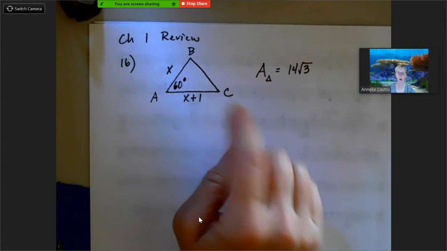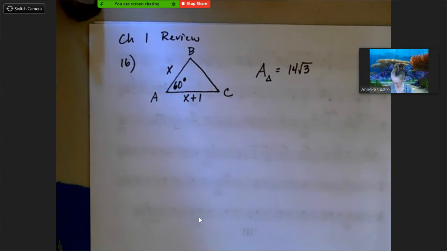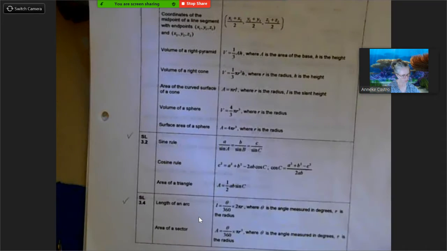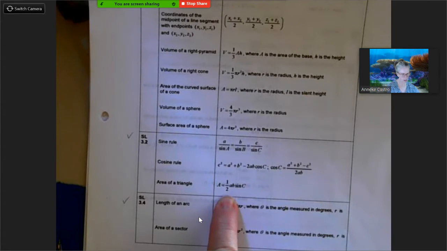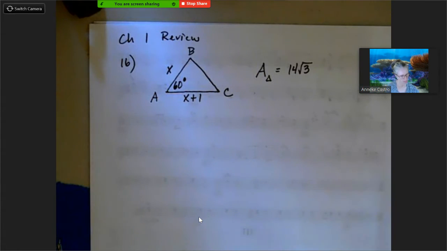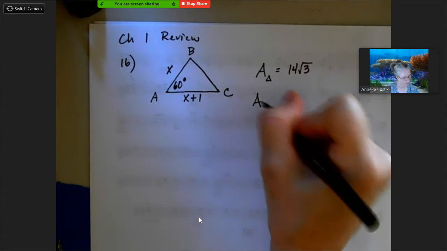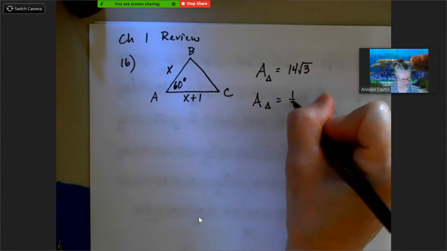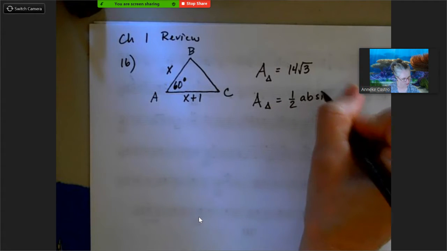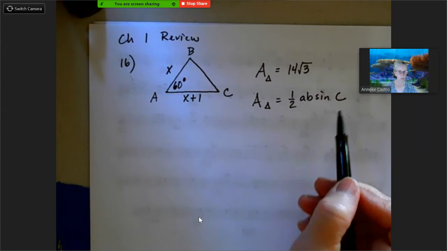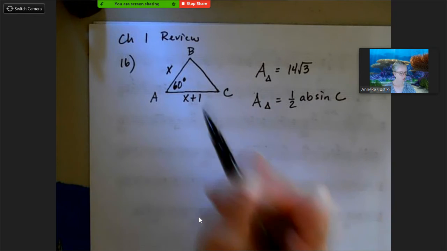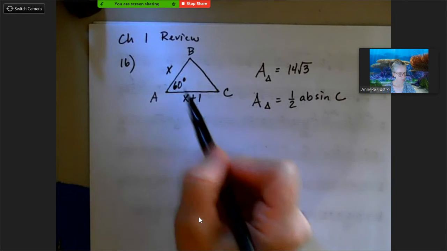Okay, we do not know if this is a right triangle, so we're going to assume it's not a right triangle. If it's not a right triangle and I know the area, then I can use the area formula to help find missing parts of it. So here is my area of a triangle. I'm going to copy that down. Area of a triangle is equal to 1/2 ab sine C. C would be the angle in between the two sides, a and b. So here's going to be my two sides.